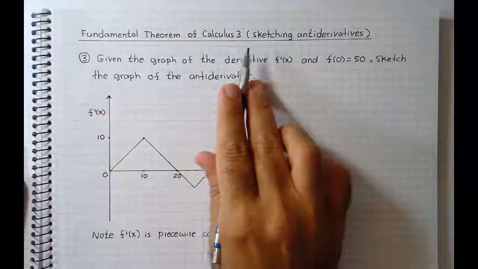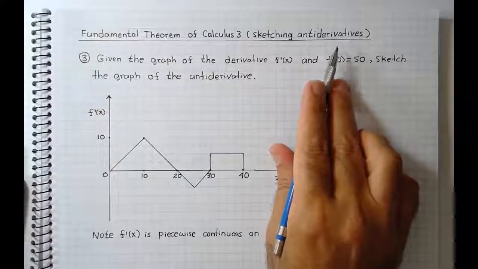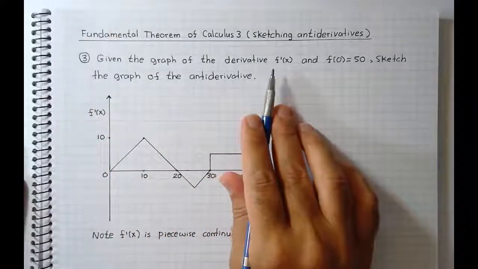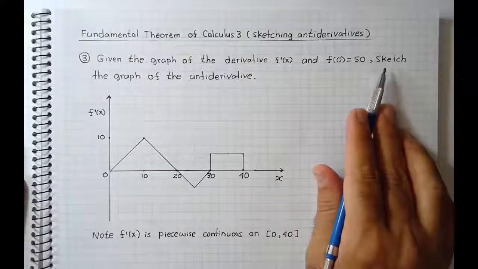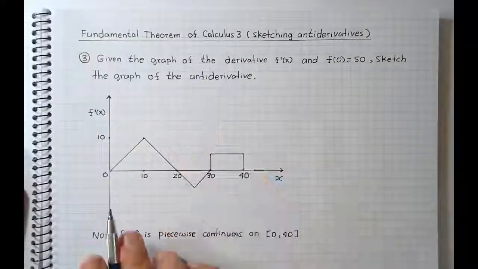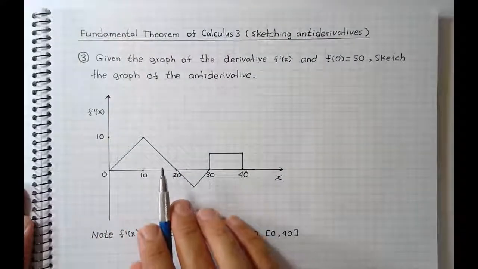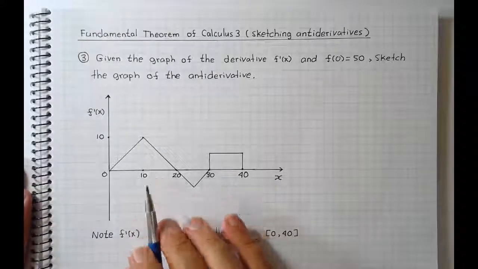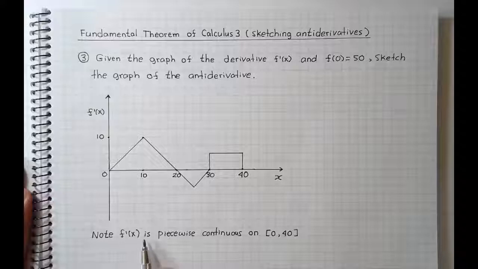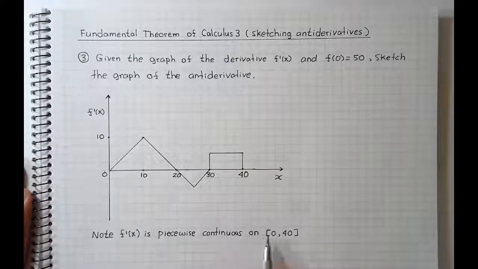This video will cover sketching the antiderivative of a function. Given the graph of the derivative f prime of x and the initial value f of 0 is equal to 50, sketch the graph of the antiderivative. So here's the graph of the derivative, and our goal is to graph or to sketch the antiderivative of this function. Notice that f prime of x is piecewise continuous on 0 to 40.